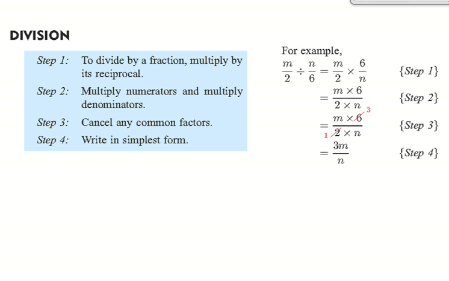So this is just a review of division. You can see this example here. If we've got m over 2 divided by n over 6, we multiply by the reciprocal of the second fraction. So m over 2 times 6 over n. So we flipped the second fraction and changed it to multiplication. So we multiply straight across, m times 6, 2 times n. We know that we can cancel a 2 out of both the 6 and the 2. So we're left with 3m over 1n.